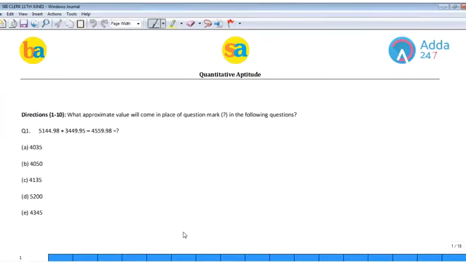So question number 1 is 5144.98 plus 3449.95 minus 4559.98 is equal to question mark. So we can also write it as 5145 plus 3450 minus 4560 is equal to question mark. So we'll get the value of question mark as 4035. So the correct option is A.